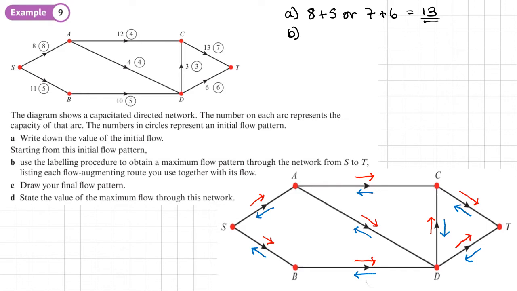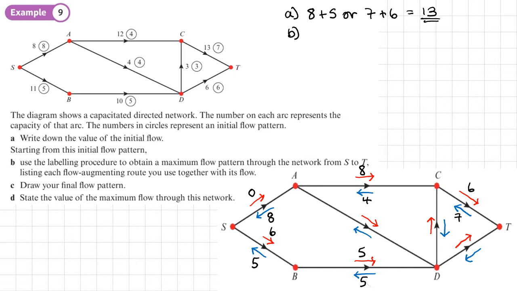So if we start with SA, we can't increase it by anything, but we could decrease it by 8. A to C, we could increase that by 8, or we can decrease it by 4. C to T, we can increase that by 6, or we could decrease it by 7. SB, we could increase that by 6 or decrease it by 5. B to D, we can increase it by 5 or decrease it by 5.